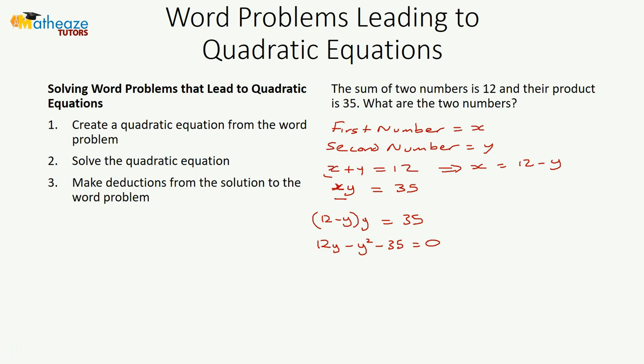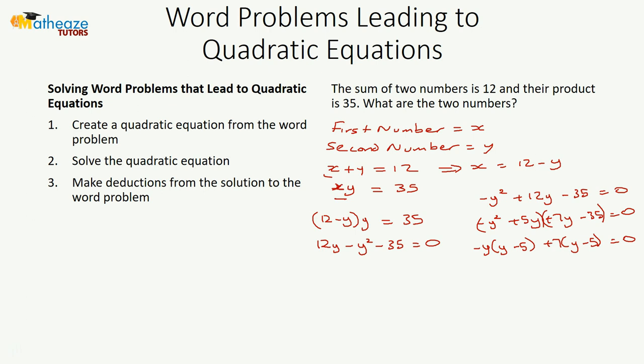So let's rearrange that. We have negative y squared plus 12y minus 35 equals 0. So we're going to have negative y squared plus 5y plus 7y minus 35 equal to 0. So let's group this and factor them. So we have negative y, y minus 5, and then plus 7, y minus 5 equal to 0.